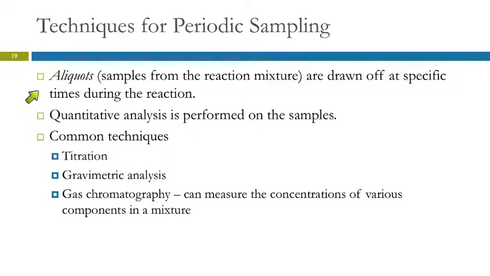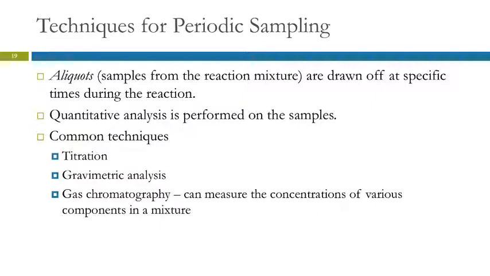Well, one thing that can be done is you can take an aliquot. Aliquot is a fancy word for sample. An aliquot is a sample from the reaction mixture. Take those aliquots out at specific times and analyze them. We analyze those quantitatively.